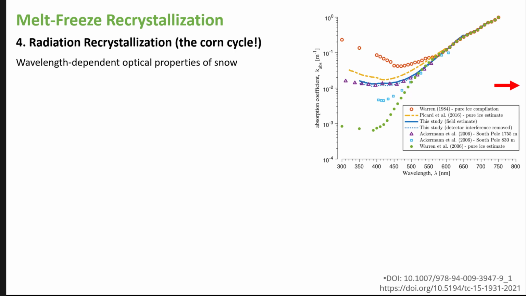Okay, so the last one I want to mention is this radiation recrystallization or radiation crystallization, which is typically the motivating force for the Korn cycle. And so really this all comes down or comes from the wavelength dependence of the optical property of snow.